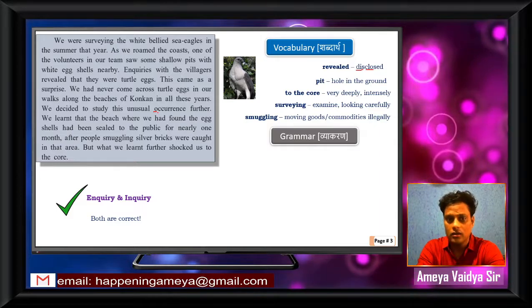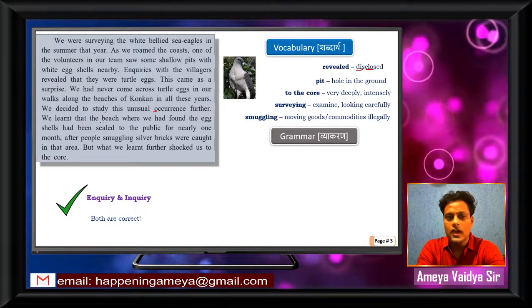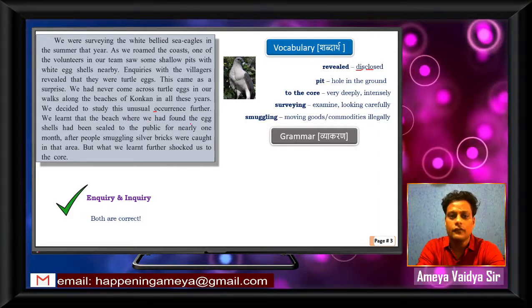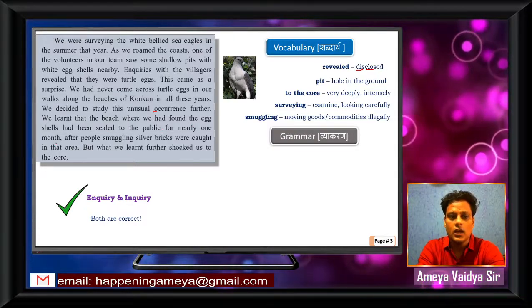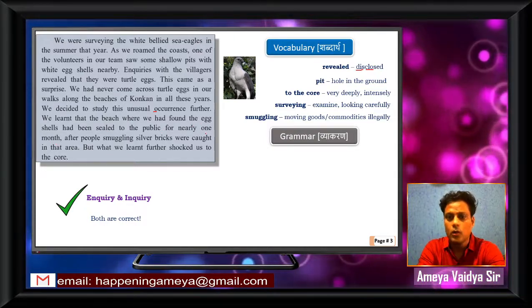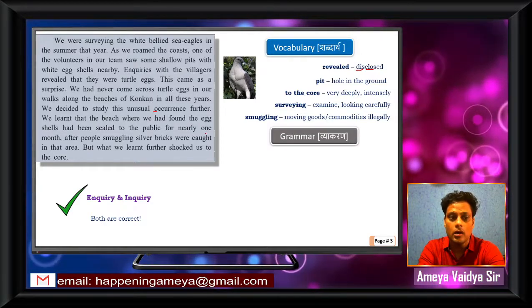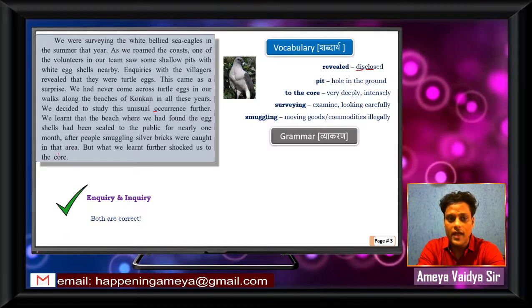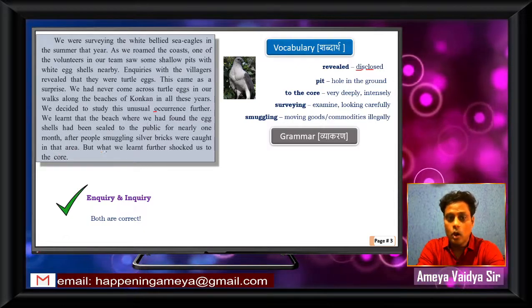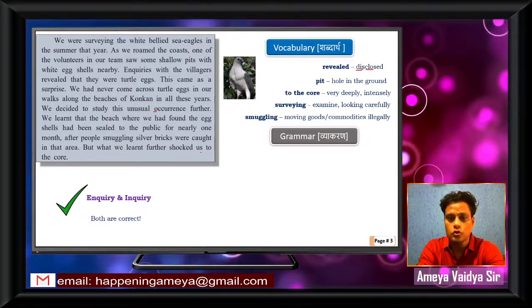Okay, occurrence. We learned that the beach where we had found the eggshells had been sealed to the public for nearly a month. For nearly 1 month, you should have said nearly a month. After people smuggling silver bricks were caught in that area. But what we learned further shocked us to the core.